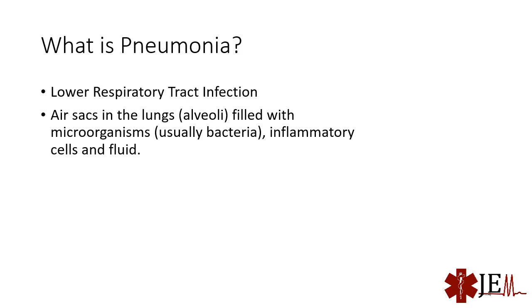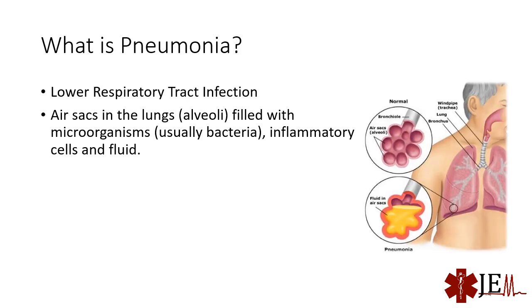And just to further illustrate that, the alveoli are normally affected and they fill up with microorganisms, which are usually bacteria. There can be fungal pneumonias and viral pneumonias, but we're talking more about a bacterial pneumonia today. These air spaces also fill up with inflammatory cells and fluid, which are produced by the immune response. So here we have a normal alveolus, and here we have one affected by pneumonia, which is full of fluid.